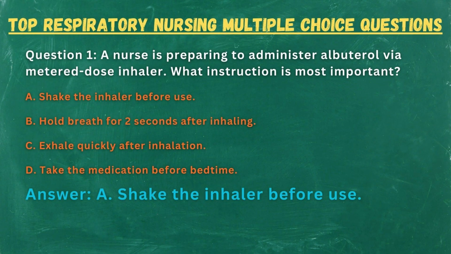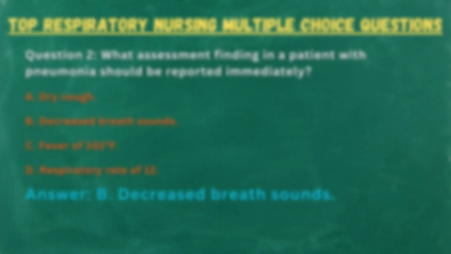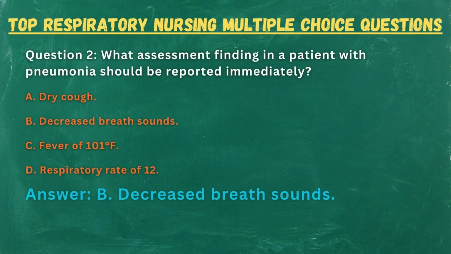Answer. A. Shake the inhaler before use. Question 2. What assessment finding in a patient with pneumonia should be reported immediately? A. Dry cough. B. Decreased breath sounds. C. Fever of 101 degrees Fahrenheit. D. Respiratory rate of 12. Answer. B. Decreased breath sounds.